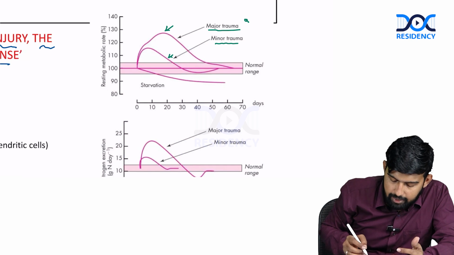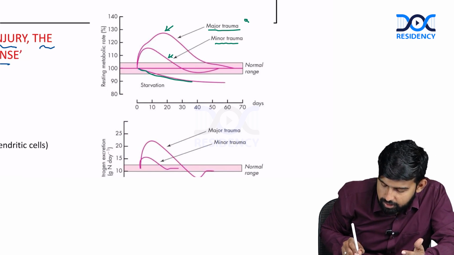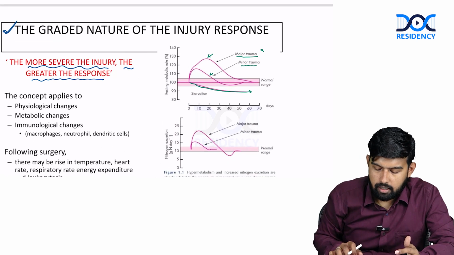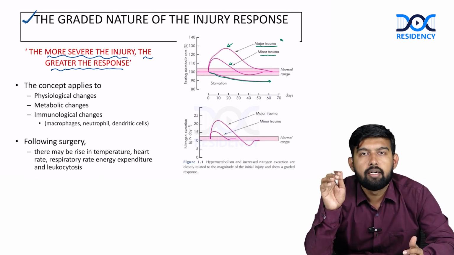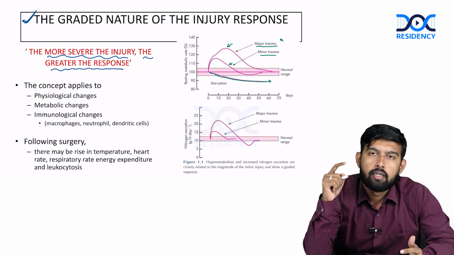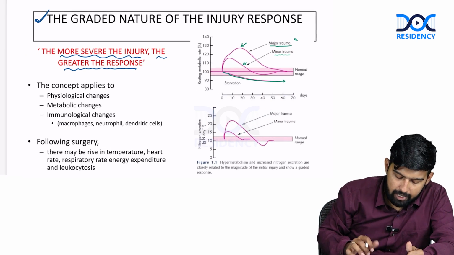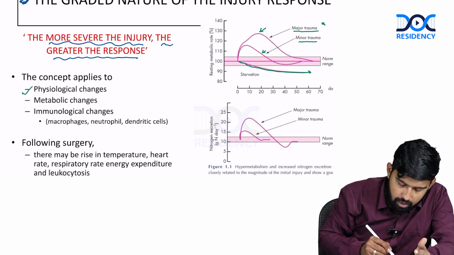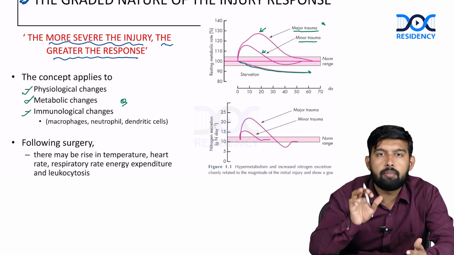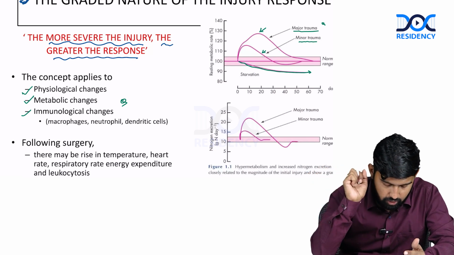And this is the decrease in the resting metabolic rate during the phase of starvation. This graph depicts the starvation. So the response by the body to the injury is graded, that is, the higher the amount of injury, the greater the amount of response. This concept applies to the physiological or metabolic changes as well as immunological changes which happen during the metabolic response to the injury.